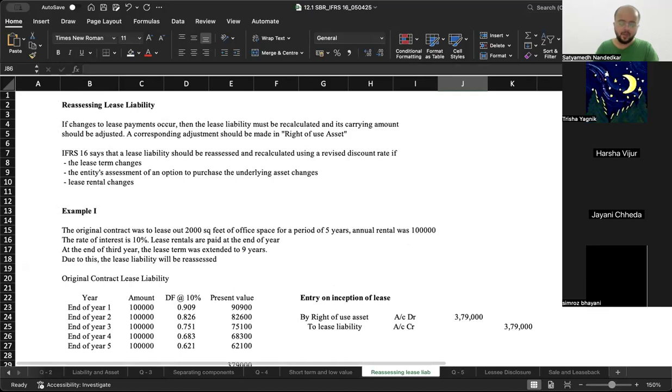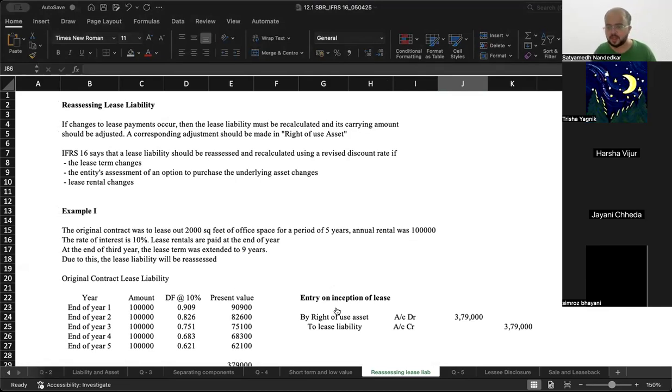Look at this, reassessment of lease liability. So another term for this concept is lease modification, right? Yes, because a major part of the lease is undergoing a change. Earlier, the lease was for 3 years, now it is for 6 years. So there is a modification to a part of the lease.